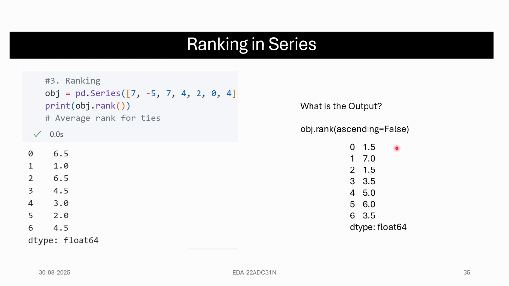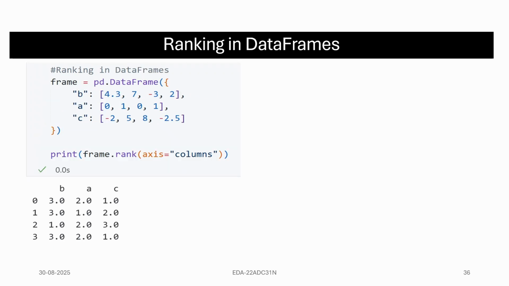If you mention ascending equal to false, the element 7, which is appearing at the 0th and second position, is given the rank 1.5, because we are supposed to give 1 and 2 for these two elements, and since there is a tie because both the values are the same, it is going to give the rank 1.5 wherever there is 7. Subsequently, all other ranks are modified based on the decreasing order of the elements.